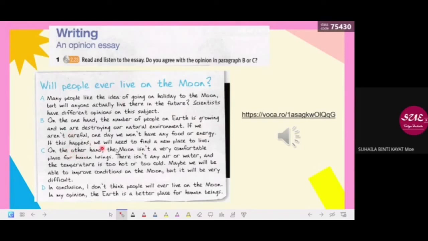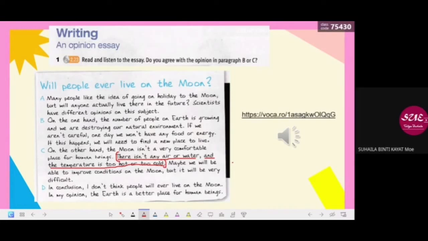Give reason, memberi sebab. Okay, the answer is C. Kenapa C? Because ada sebab. Why people don't want to live in the moon? Because, nampak ni? Dia ada sebab di sini. There isn't any air and water. And the temperature is too hot or too cold. But dia ada sebab. Okay, ada sebab. To show reason. Okay, next question.